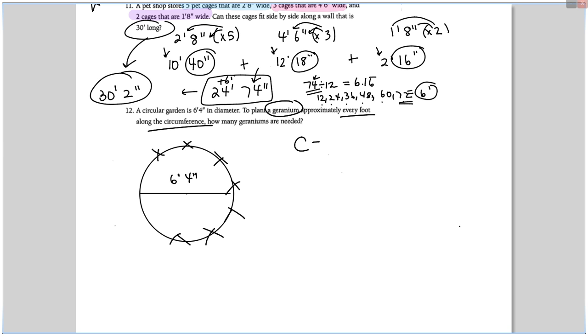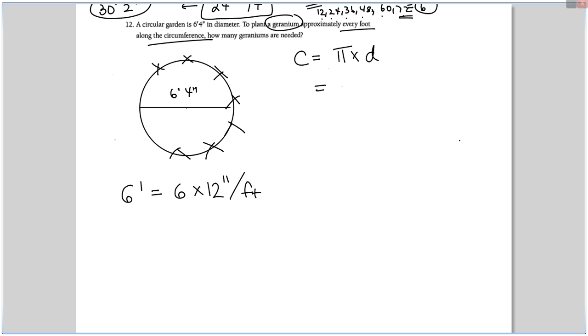So what you need is the total length, which is the circumference. They gave you diameter, so just use pi times diameter. And again, you're going to need to put this into one singular unit. So 6 feet is equal to 6 times 12 inches per foot. Hopefully this makes sense. In every foot, there's 12 inches. So in 2 feet, there's 24 inches, in 3 feet, and so on. Anytime you have feet and you want inches, just times by 12.